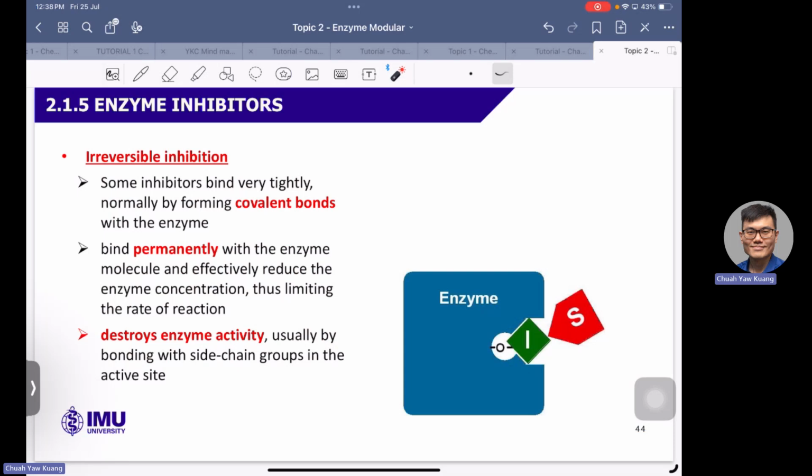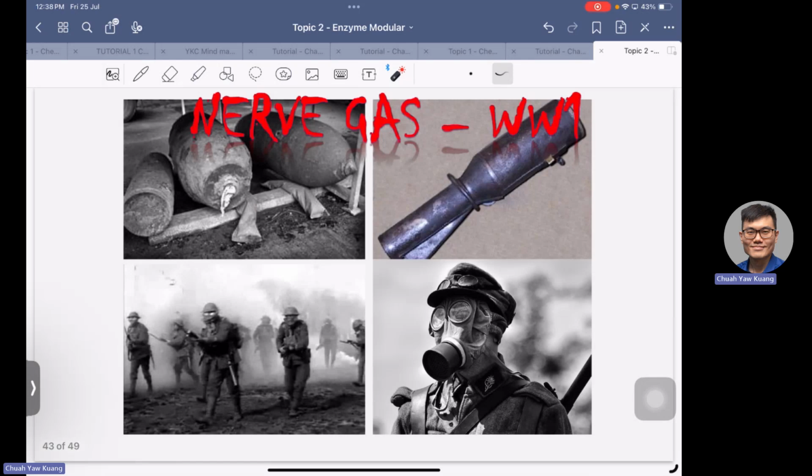Okay? So what are the irreversible examples? What is an example of irreversible inhibition, right? Example, nerve gas. During World War I, you see there were gas bombs, gas grenades. That's why during that time they were all wearing the mask. They had to wear the mask, okay? And not just the soldiers.